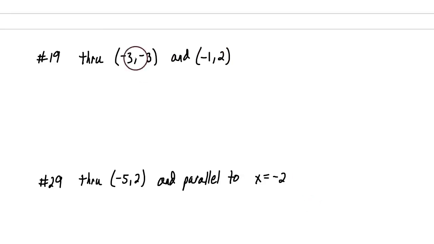Number 19. This time we're given 2 points. From 2 points you can make the graph of a line. Let's graph the first point. 1, 2, 3, 1, 2, 3. Here's negative 3, comma negative 3. Now let's graph the second point. Left 1, up 2. And draw a line through the 2 dots.